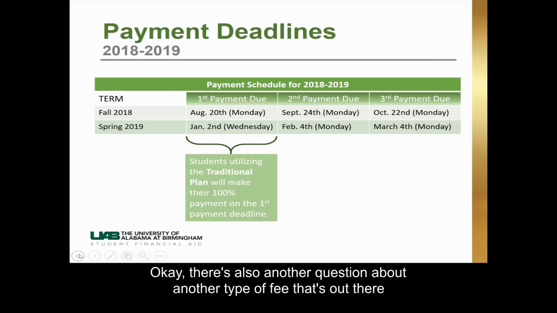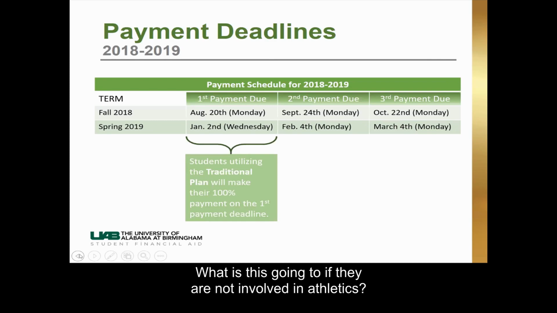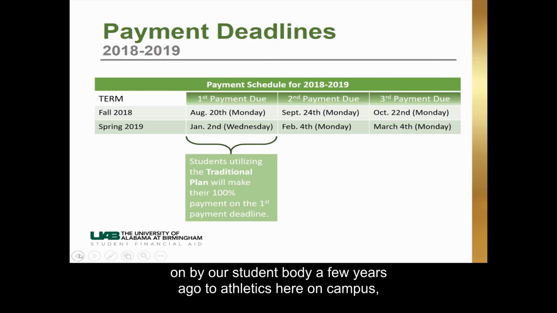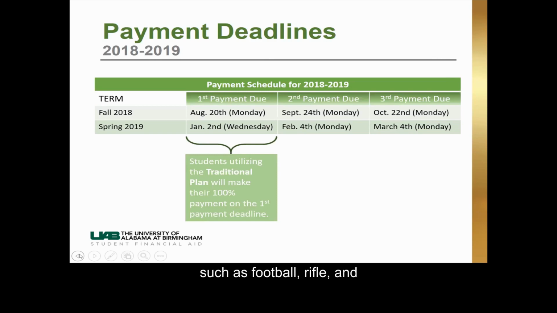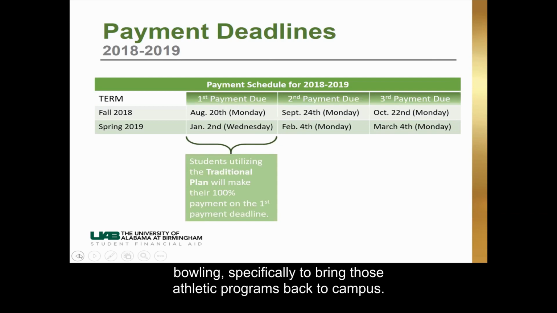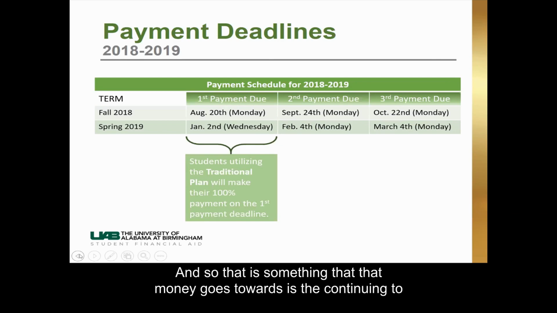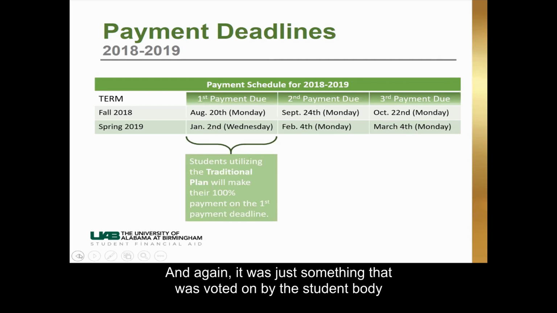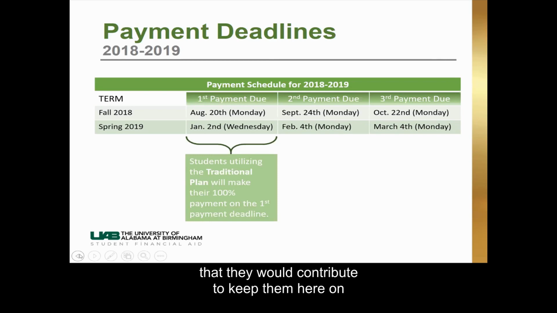Okay. There's also another question about another type of fee associated with a student's account, a student athletic fee of $25. What is this going to if they're not involved in athletics? This actually is a fee that was voted on by our student body a few years ago to support athletics here on campus, such as football, rifle, and bowling, specifically to bring those athletic programs back to campus. That money goes towards continuing to support those programs and to keep them here. Again, it was just something that was voted on by the student body that they would contribute to keep them here on campus.